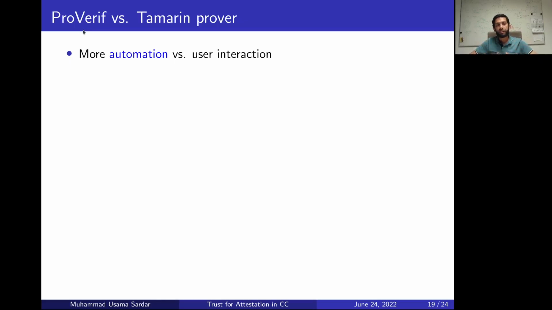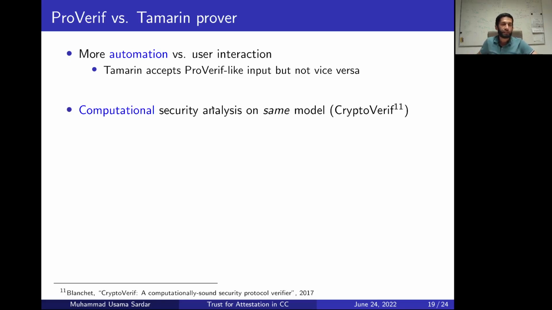And in this slide I will describe various reasons for this selection. Compared to Tamarin Prover, ProVerif is more automated, whereas Tamarin Prover relies on user interaction. ProVerif is also a good starting point in any case, because Tamarin can accept ProVerif-like input via the SAPIC tool, but the other way around is not possible. So ProVerif, in our opinion, is the best first choice to start with.